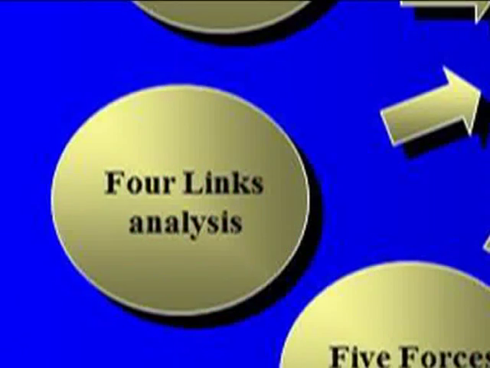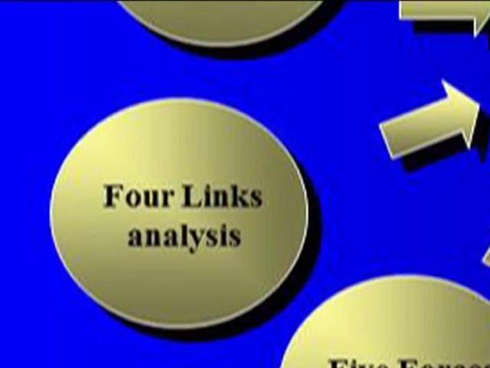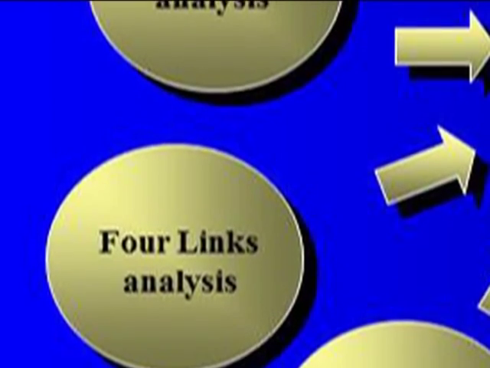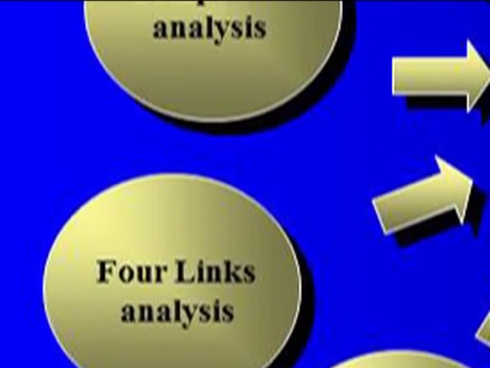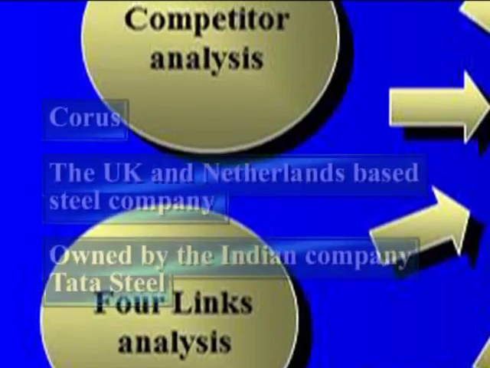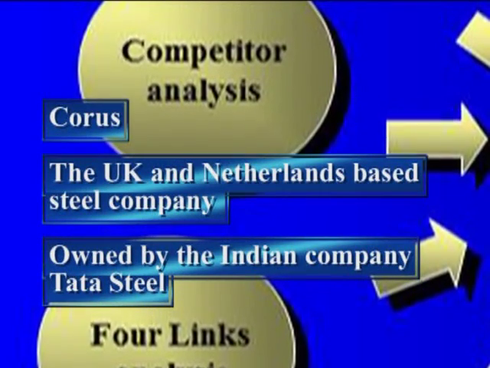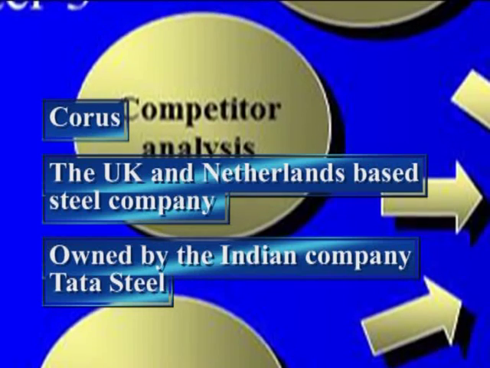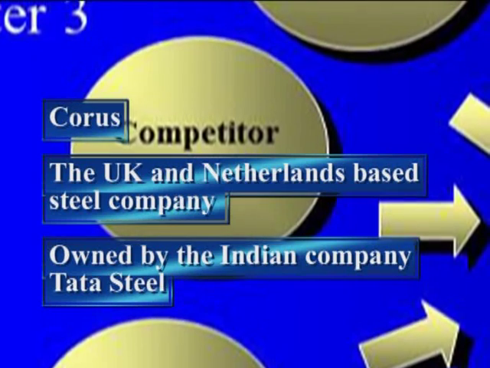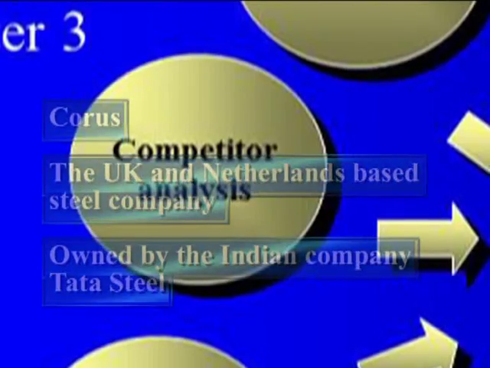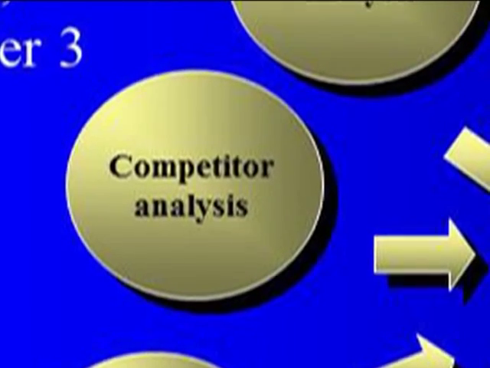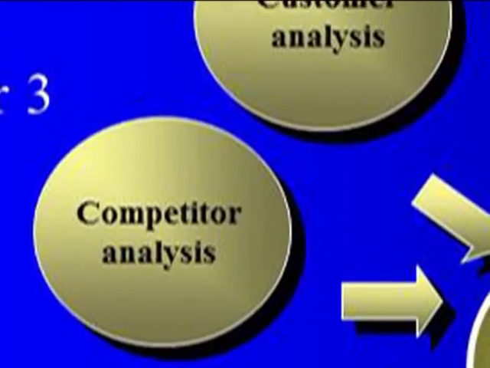Number 8 is an analysis of some immediate competitors. ArcelorMittal will be undertaking this task all the time. They will examine the competitive strength of rivals like Corus in the UK and Netherlands. For example, they will be looking at the acquisition activities of their rivals and the investment in new steel plant of their rivals. Number 9 is customer analysis.